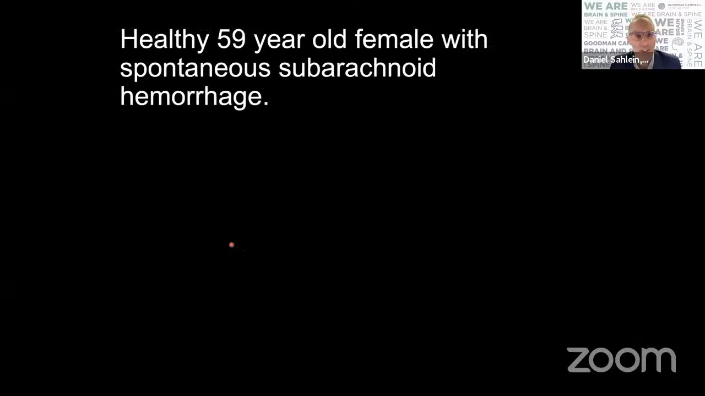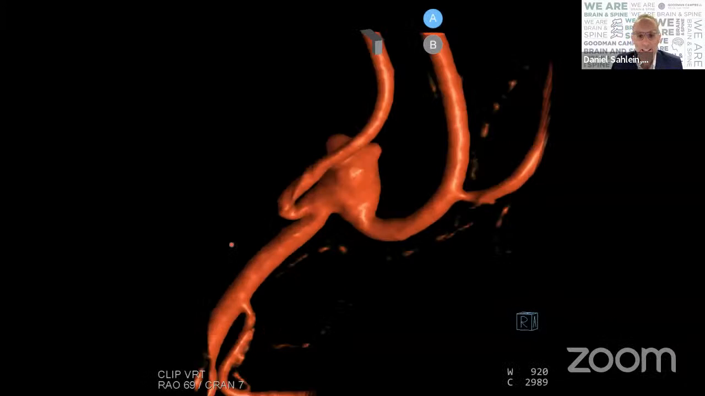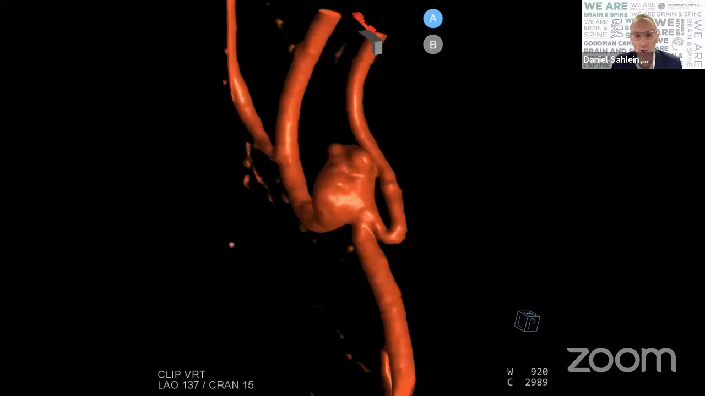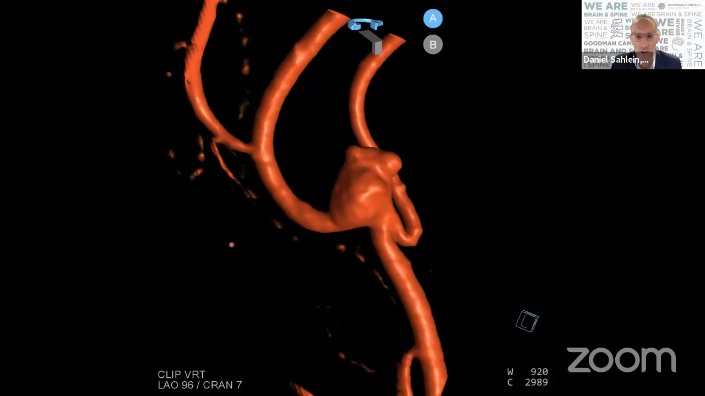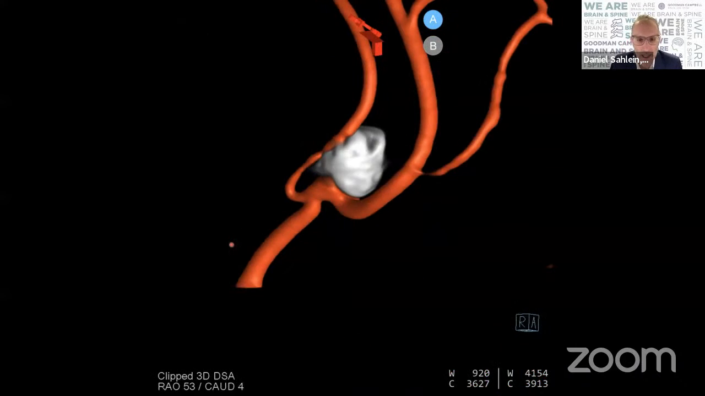So here's a 59-year-old healthy patient with subarachnoid hemorrhage. Has this sort of wide neck, kind of ugly pericallosal aneurysm, right? The pericallosal and callosal marginal junction here. So this is something that we coiled, just went up primarily coiled, no balloon or anything. I try not to use balloons if I don't need to.